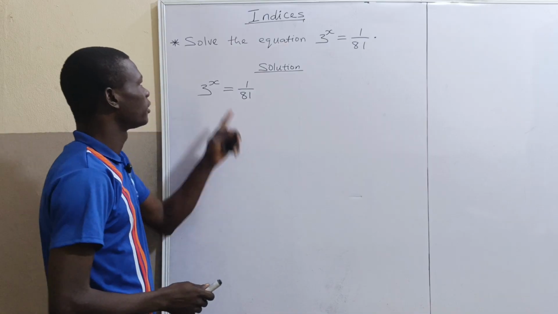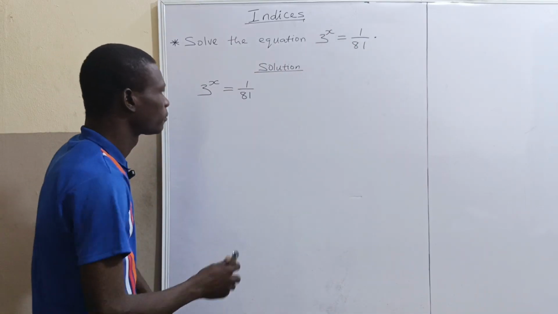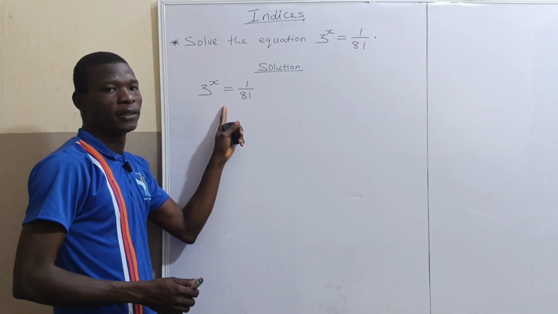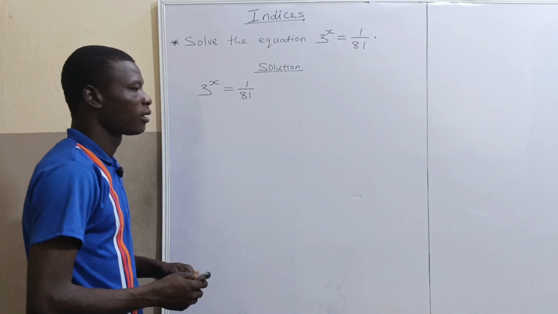And the first question before us is: solve the equation 3 raised to power x equals 1 over 81. So this is a very basic question, and we are going to treat it as it is. We proceed.